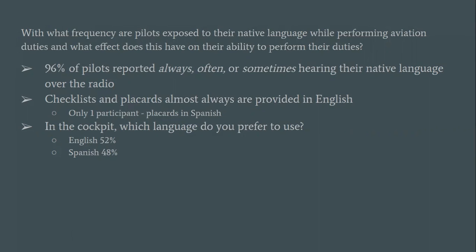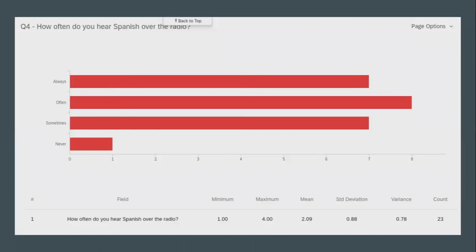Relating to my third research question, with what frequency are pilots exposed to their native language while performing aviation duties, and what effect does this have on their ability to perform duties? While placards and checklists are provided in English, almost half of pilots use their native language while inside of the cockpit. In addition, 96% of respondents stated that they at some point have heard Spanish over the radio. This doesn't take into consideration pilot-to-pilot interactions, only pilot-to-air traffic controller interactions. These statistics show that Spanish and the use of other languages are very present in aviation.